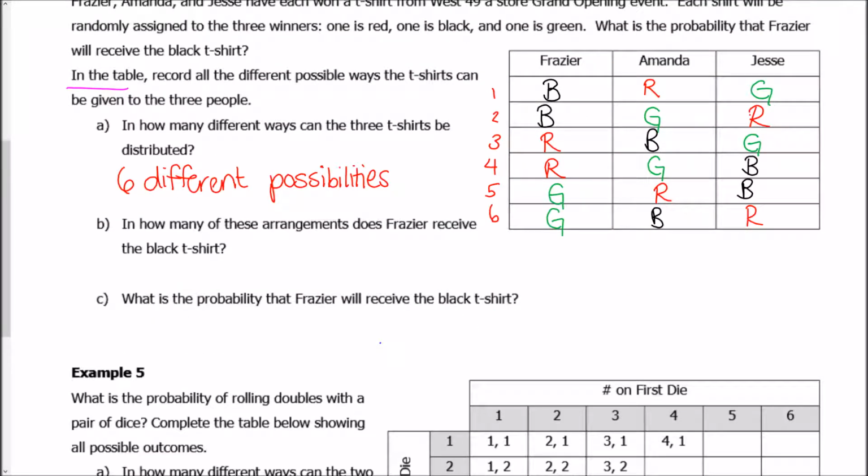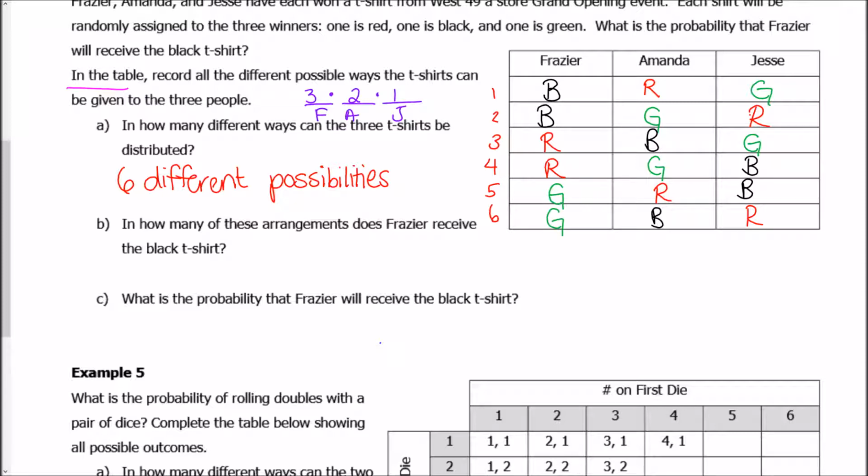So we could also use the counting principle to figure this out by seeing, well, Fraser needs a shirt, Amanda needs a shirt, and Jesse needs a shirt. Fraser gets 3 choices, either red, black, or green. Amanda only gets 2 choices because Fraser will have taken 1, and that leaves Jesse with just 1 choice. So 3 times 2 is 6, times 1 is also 6. So that's how you can figure out that there's 6 different possibilities.